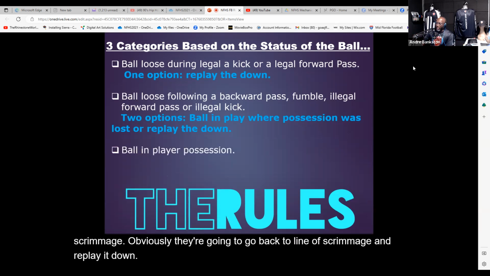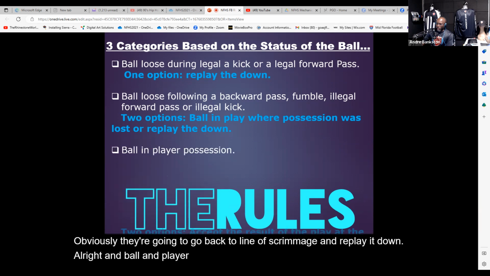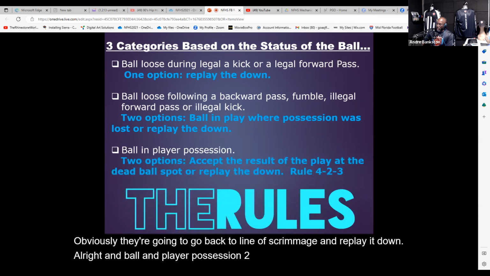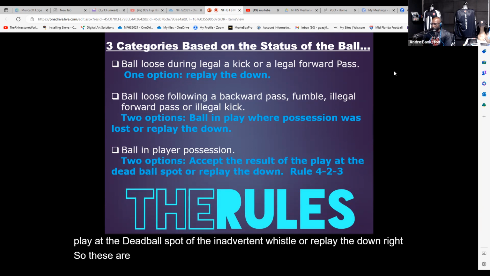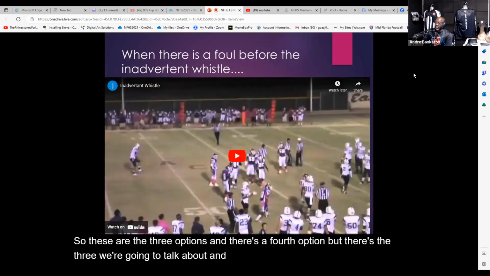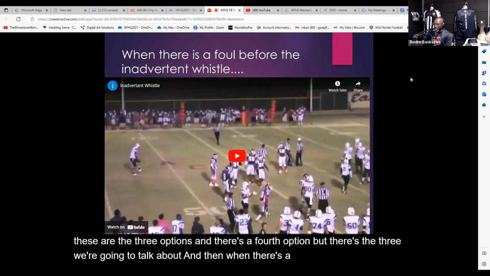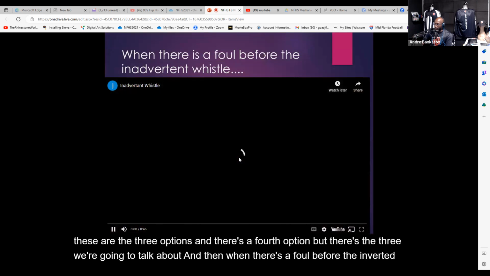All right, and ball in player possession, two options. Accept the result of the play at the dead ball spot of the inadvertent whistle or replay the down. All right, so these are the three options. And there's a fourth option, but there's the three we want to talk about. And then when there's a foul before the inadvertent whistle, let's look at this.